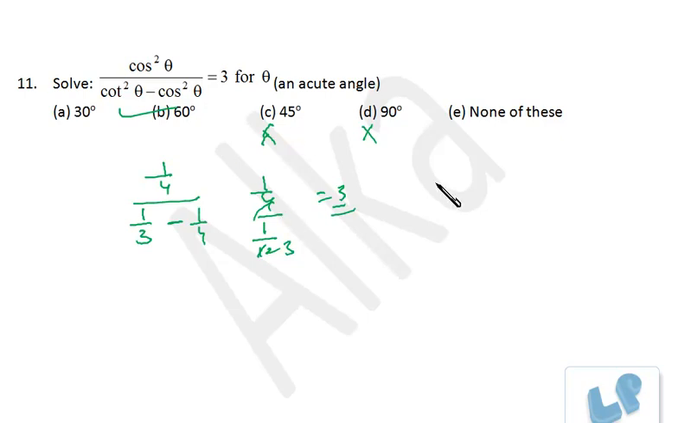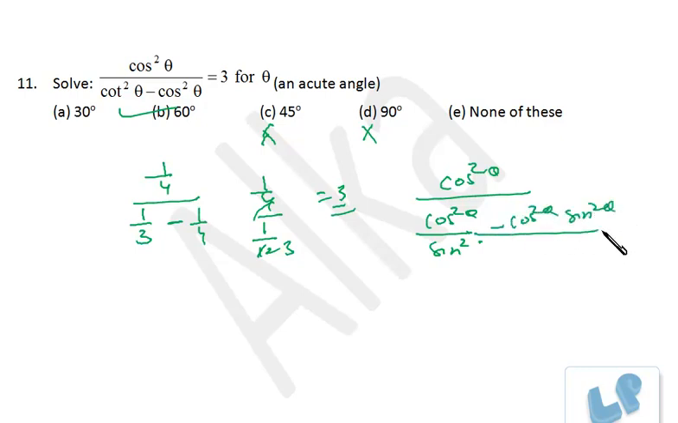Or otherwise, what you can do: cot square theta is actually cos square theta by sin square theta. If I take the LCM, I'll write sin square theta over here. Now if I take cos square theta as common, I'll be getting 1 minus sin square theta. So cos square theta and cos square theta cancel, giving sin square theta upon 1 minus sin square theta. And 1 minus sin square theta is cos square theta, so it is sin square theta by cos square theta, that's tan square theta.